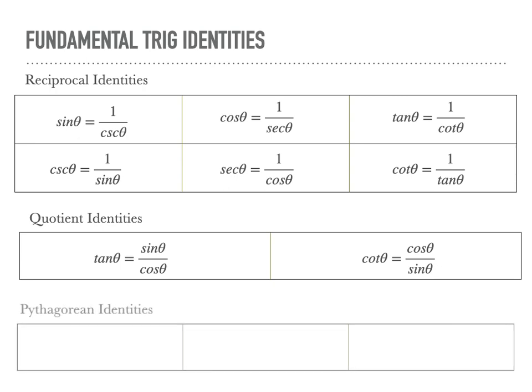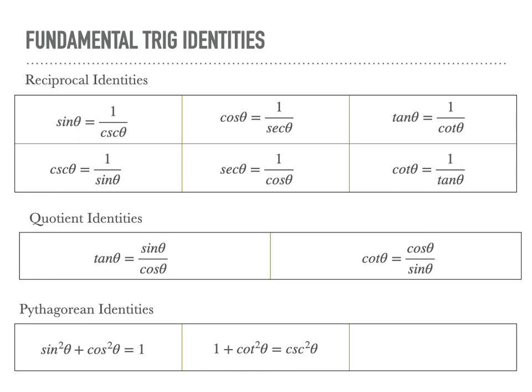And last but not least, we have the Pythagorean identities, which are pretty simple. It's just sine squared theta plus cosine squared theta equals 1. And then the second and third one is 1 plus cotangent squared theta equals cosecant squared theta, and 1 plus tangent squared theta equals secant squared theta.